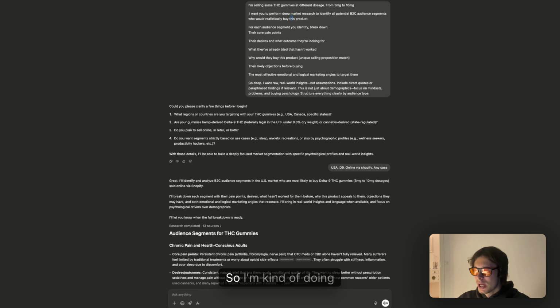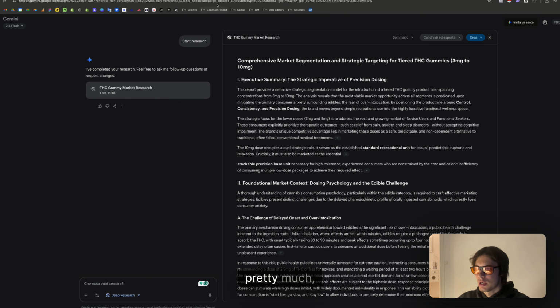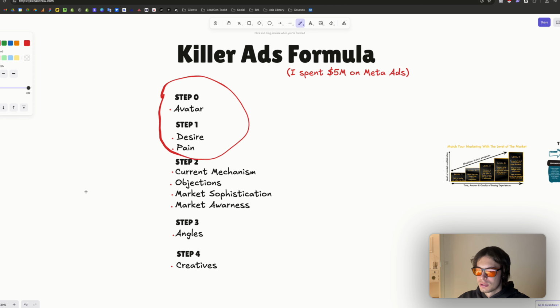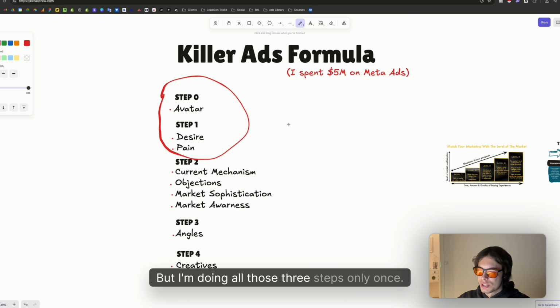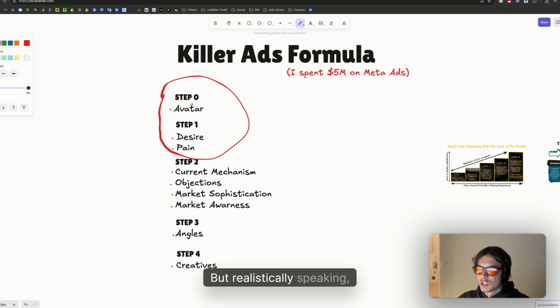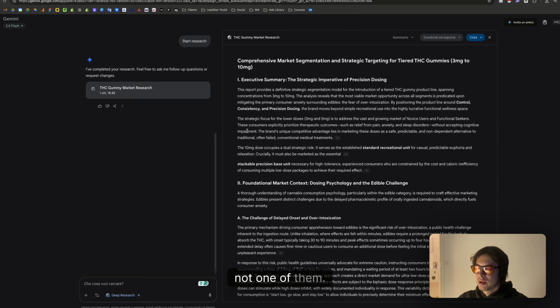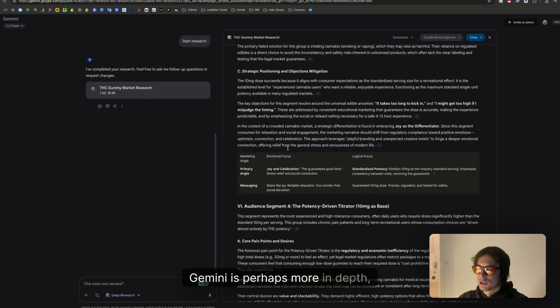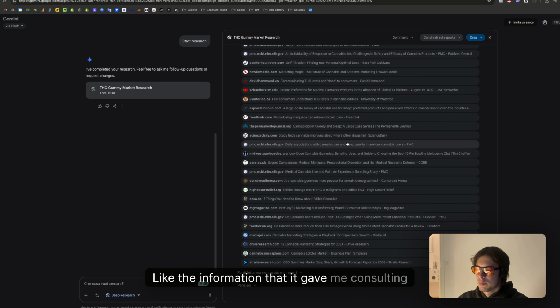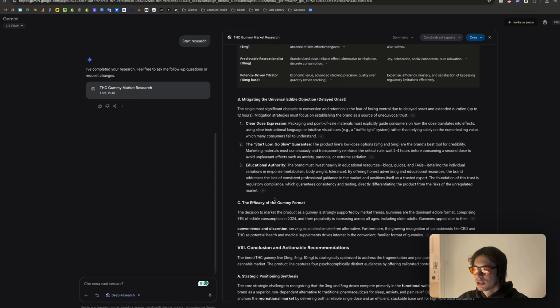angles to target them. So I'm kind of doing pretty much, I would say, all those 3 actually steps, because step 0 is not really a step, but I'm doing all those 3 steps all in once. But realistically speaking, what we're trying to do here is to find the first 2 and then narrow it down to the second and third one, so then we can focus on the 4th one. But like I said, I'm using ChatGPT to do the marketing research and Gemini. So I'm using both, not one of them, I'm using both. Gemini is perhaps more in depth. As you can see, like the information that it gave me, consulting different websites, is phenomenal.